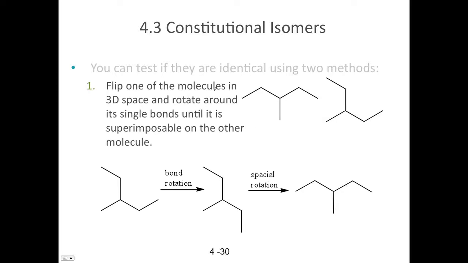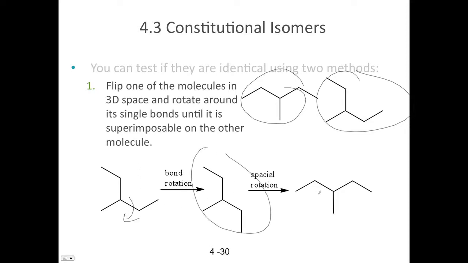Flip one of the molecules in 3D and rotate around this single bond here. Again, I'm probably taking too much time on this, but these are the same, obviously. If you take this one here, do a bond rotation around here, you end up with this. Then do the spatial rotation where you pivot this whole thing through this axis, you end up getting this one right there, and if you pivot it this way, you end up getting this one right there.